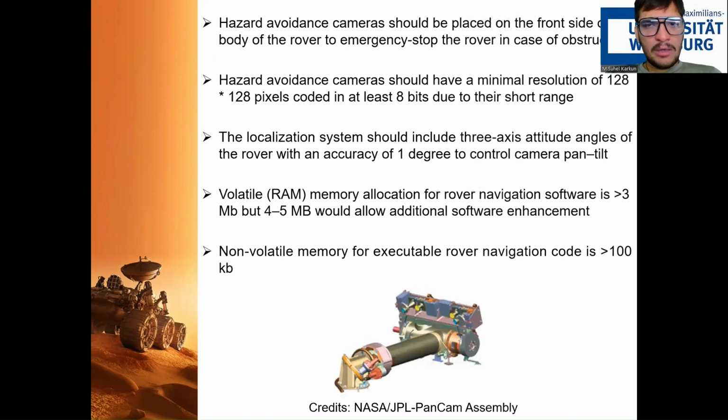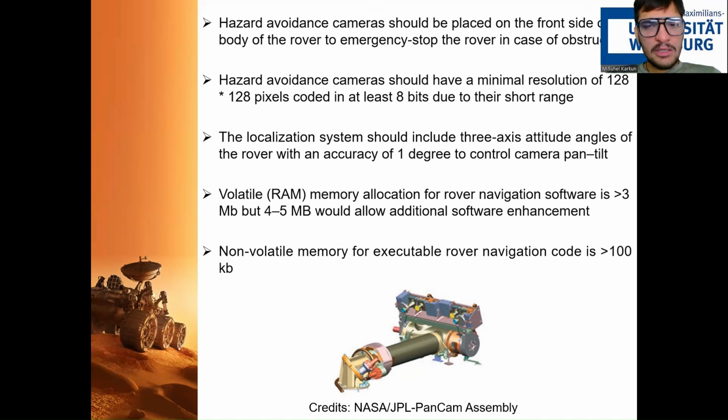Hazard avoidance camera should be placed on the front side of the body of the rover to emergency stop the rover in case of obstacles. It should also be placed in the rear positions if the rover has to be moved in backward positions if required. Hazard avoidance camera should have a minimum resolution of 128 by 128 pixels coded in at least 8 bits due to their short range.